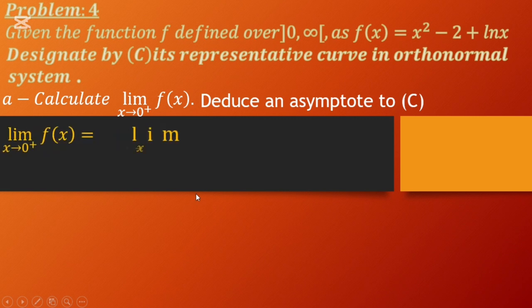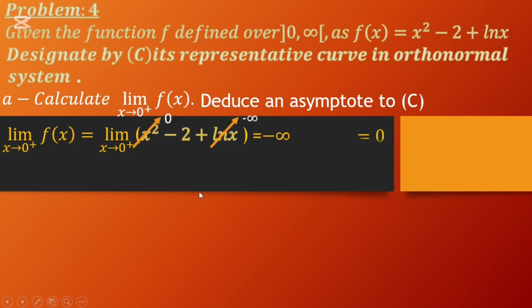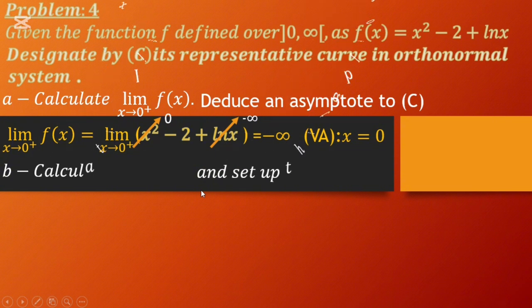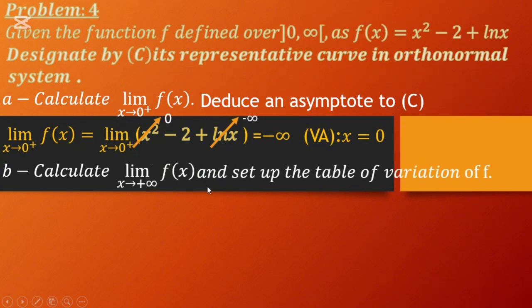Let us see limit f of x as x goes to 0 plus: x squared goes to 0 and ln x goes to minus infinity, this is minus infinity. What do we conclude? We have a vertical asymptote x equals 0. Limit f of x as x goes to plus infinity: as x goes to plus infinity, this is plus infinity directly.